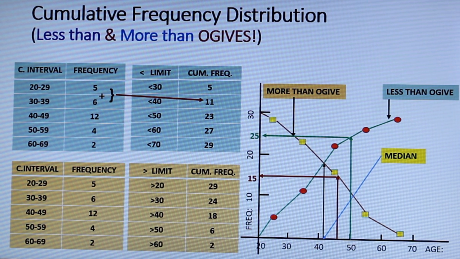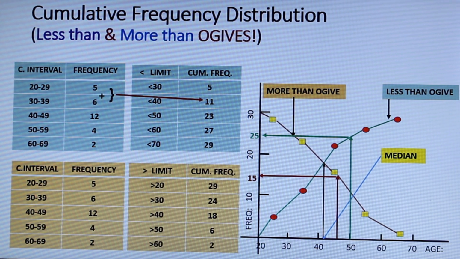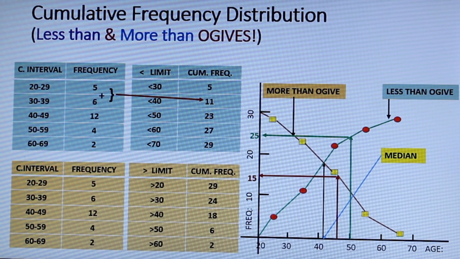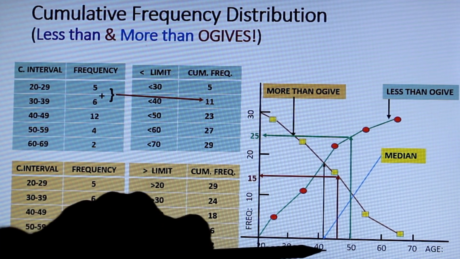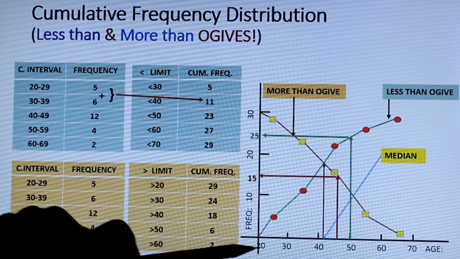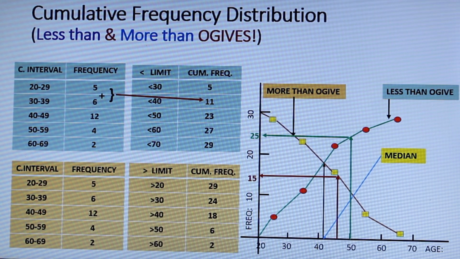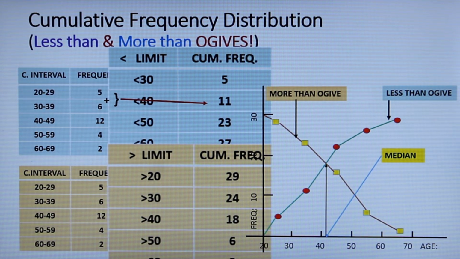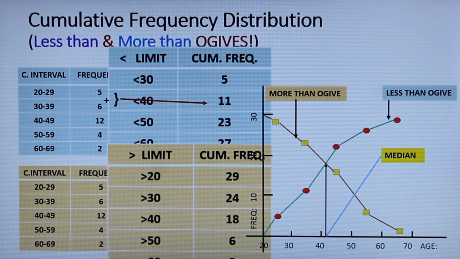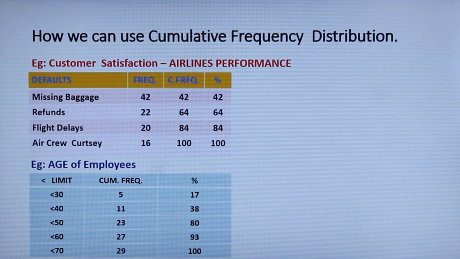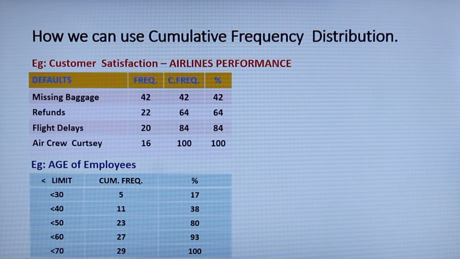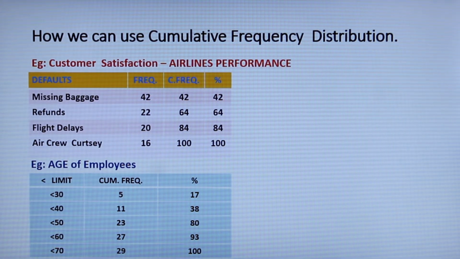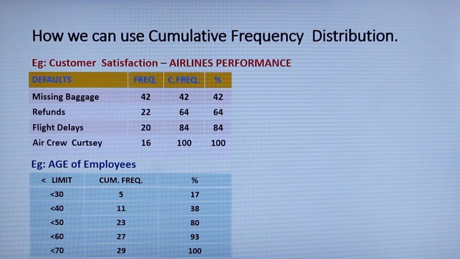This is a small example I have taken. Suppose you have a large sample running into hundreds or thousands. When you draw this cumulative frequency distribution, it is a ready reckoner where you can find out whatever information you want, moving from the x-axis to the y-axis. Cumulative frequency distribution gives additional information as we accumulate the data. We have considered two examples: the airline's performance and the age of the employees. First, let us discuss the airline's performance.